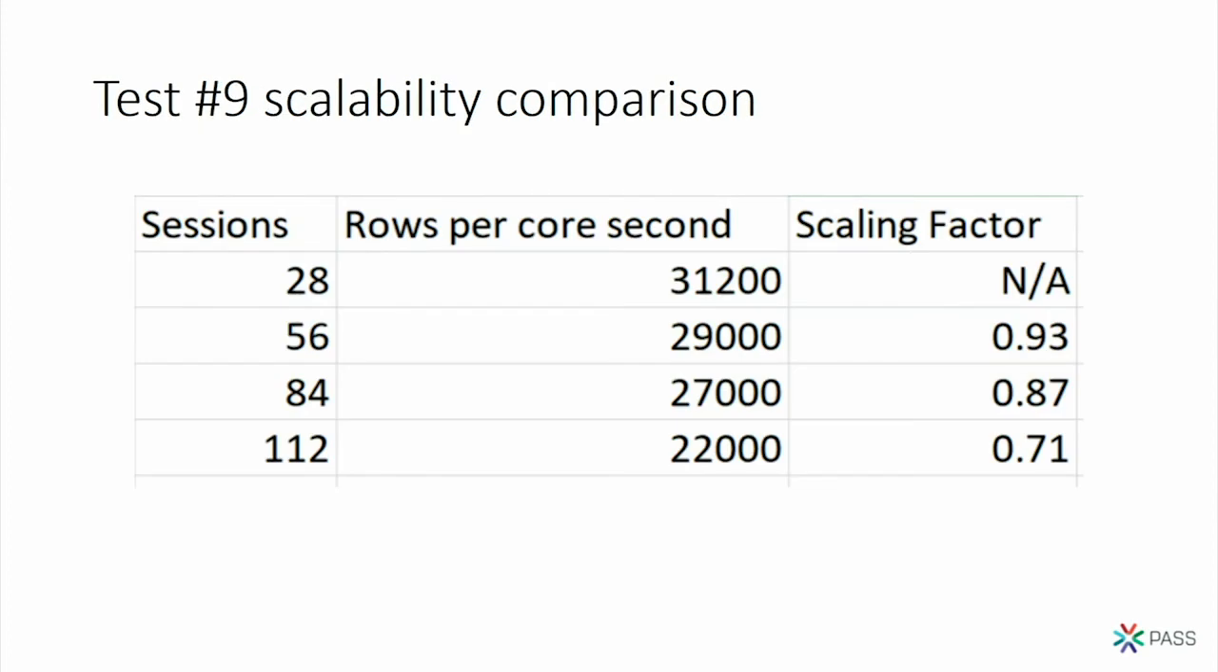You measure scalability in 2019, it's a little better, 0.71. I mean, that's pretty good for 112 workers on 112 cores, but not good enough.